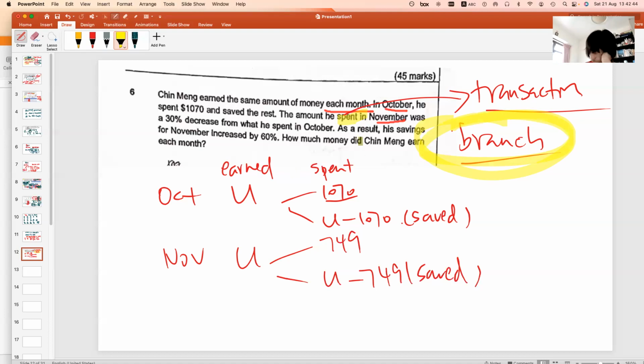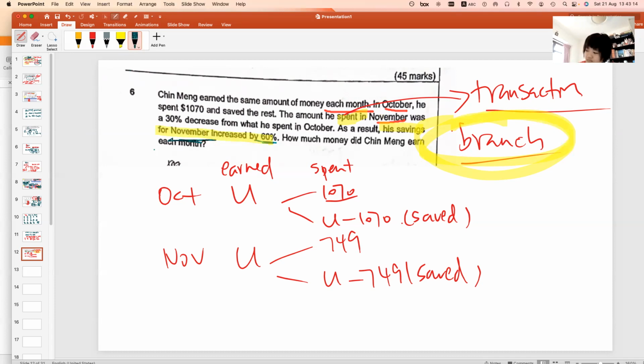Okay. So now it says spending, yes. Expenses, yeah. So his savings increased by 60%. So that means this one, November, increased 60%, you will get what? So that means October. So what's the meaning of this? That means you need to understand the English. His savings for November increased by 60%.